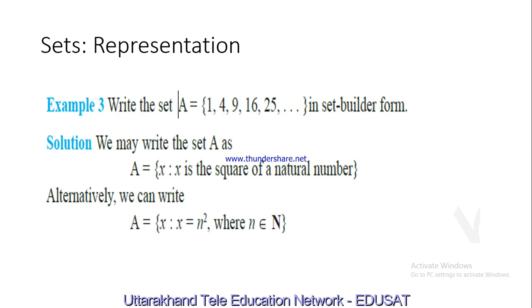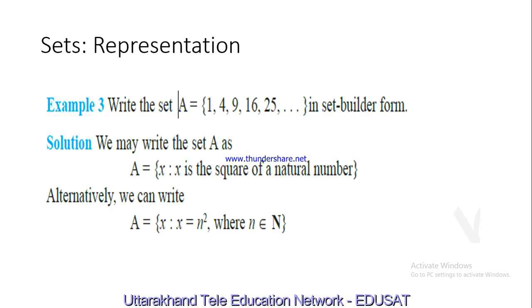For example, the first natural number is 1, the second one is 2, 3, 4, 5, and so on, and these are all squares. Square of 1 is 1, square of 2 is 4, square of 3 is 9, square of 4 is 16, and so on. So how do we write this in set builder form? We can write: A = {x such that x is the square of a natural number}. Alternatively, you can also write A = {x such that x = n², where n belongs to capital N}.